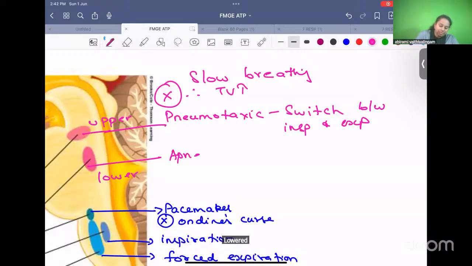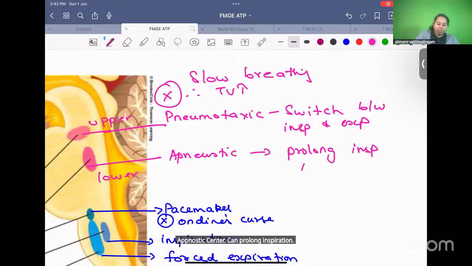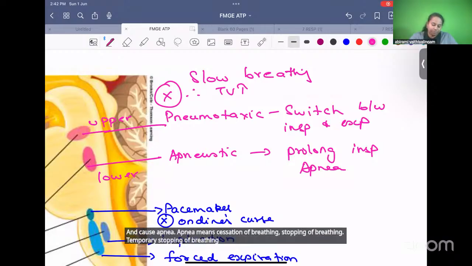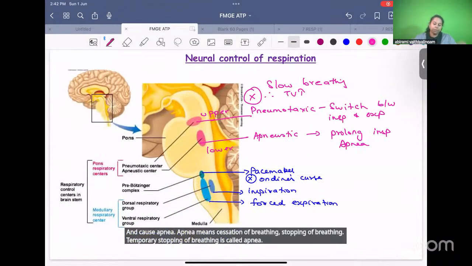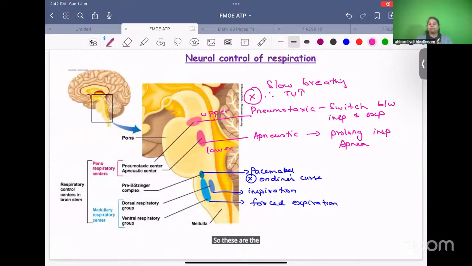The lower pons has the apneustic center. The apneustic center can prolong inspiration and cause apnea. Apnea means cessation of breathing, stopping of breathing. Temporary stopping of breathing is called apnea. So these are the pontine centers and medullary centers which will help you in breathing.